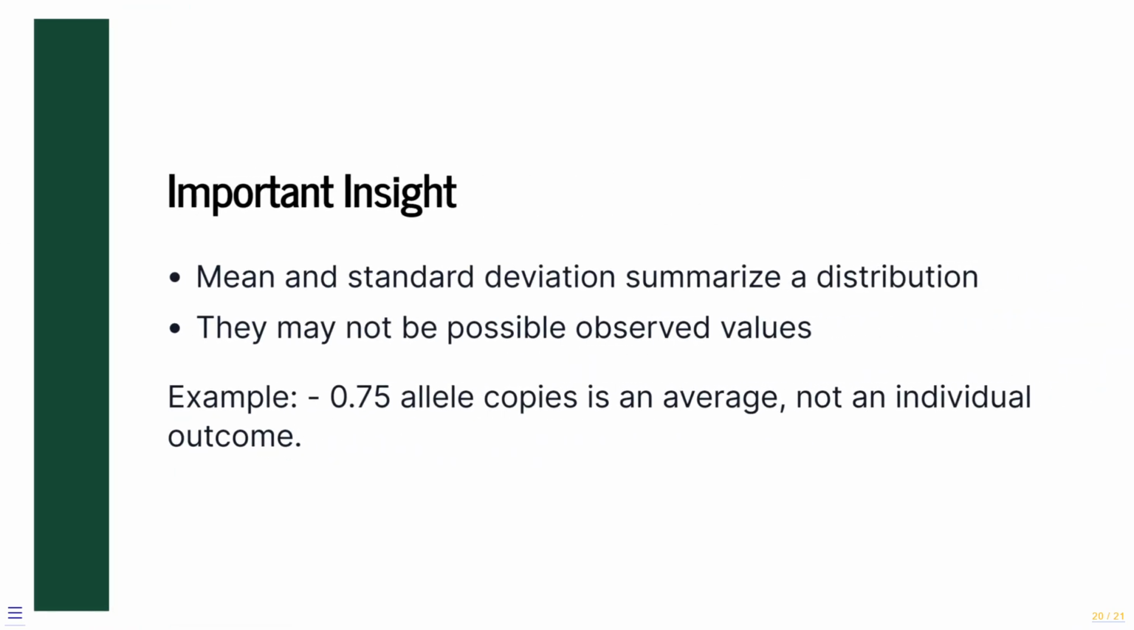An important point is that the mean and standard deviation summarize the distribution rather than individual outcomes. The mean may not correspond to an actual possible value. For example, no individual plant can have exactly 0.75 copies of an allele, but the average across many plants can be fractional. Parameters describe long-run behavior, not single observations.